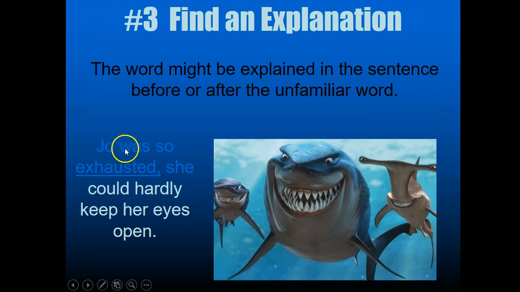So an example would be, Jo was so exhausted, she could hardly keep her eyes open. So if the word we're trying to figure out what it means is exhausted, then later on in the sentence, it explains what you would be doing if you were exhausted. So if she could hardly keep her eyes open, I know that when I can hardly keep my eyes open, it means that I'm tired. So exhausted must mean tired.